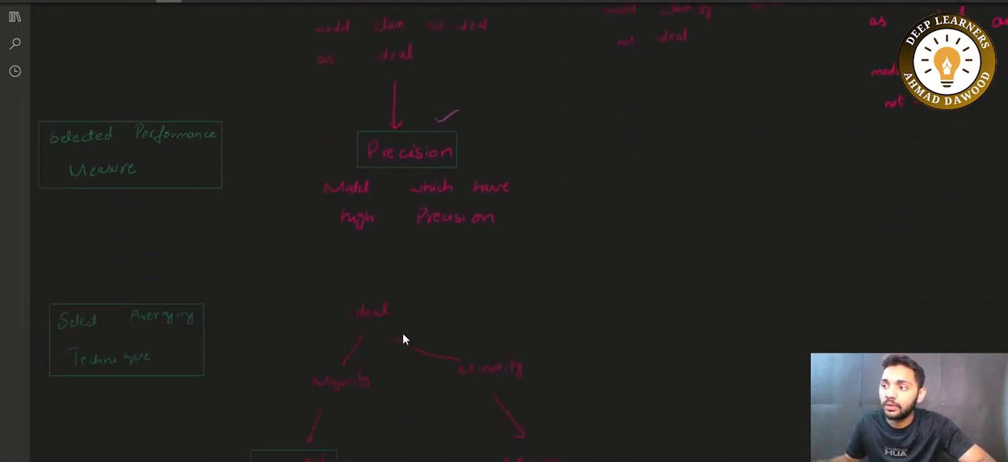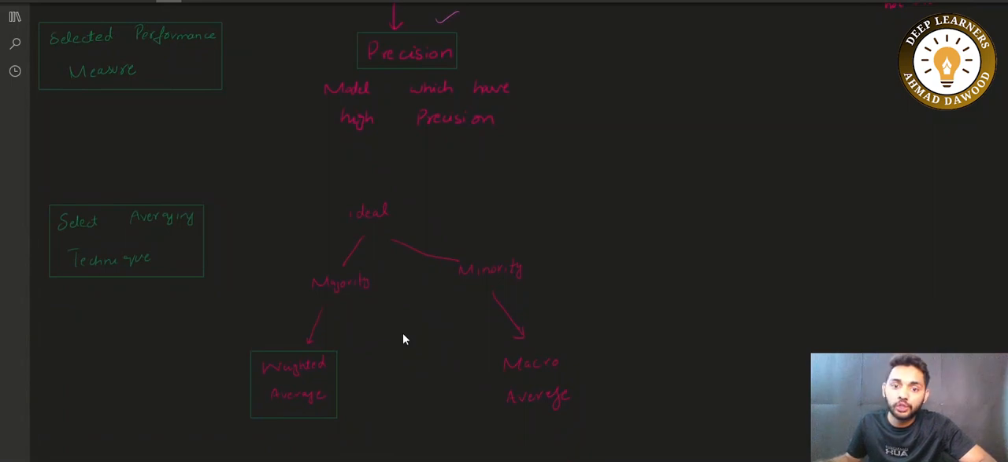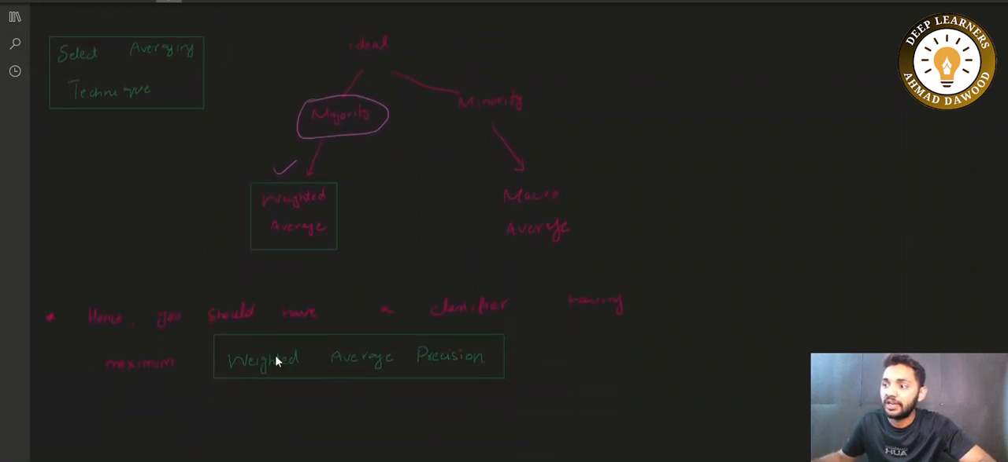Now, what averaging technique should you use here? Again, depending upon the frequency, depending upon your problem statement. Here, ideal has more frequency, in the majority, so you are using weighted average here. Now your overall optimal performance measure will be weighted average precision.